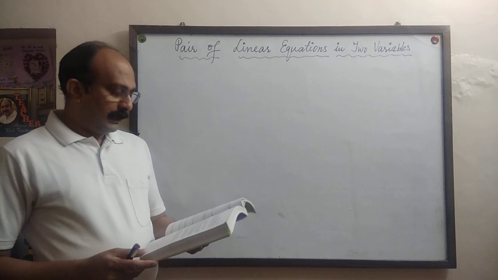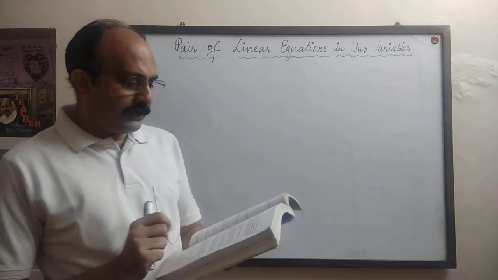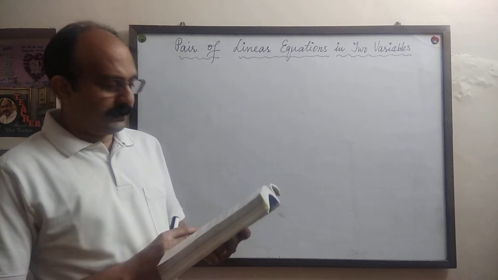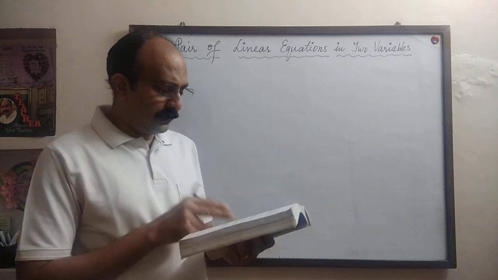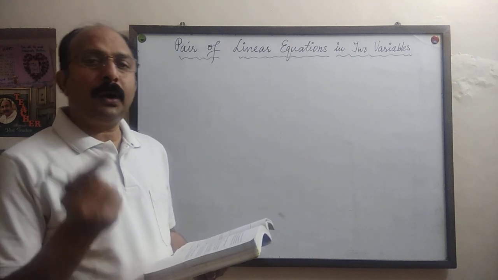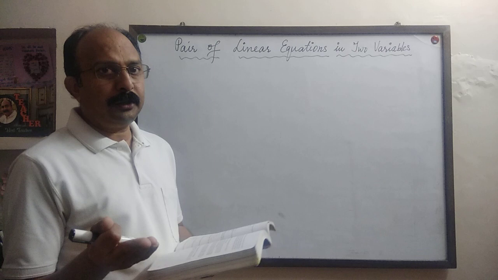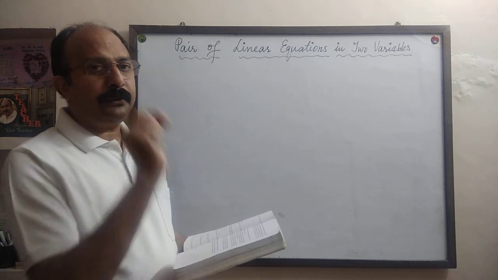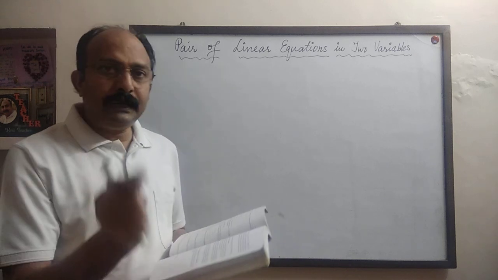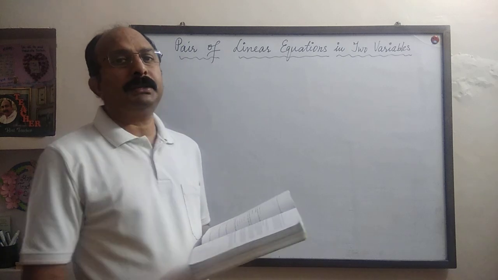Now see, exercise 3.5, question number 1. Which of the following pairs of linear equations has a unique solution, no solution, or infinitely many solutions? In case there is a unique solution, find it by cross multiplication method. So first of all, you have to check what kind of solution it may have: unique solution, infinitely many, or no solution. You know the method? By checking the values of a1 upon a2, b1 upon b2 and c1 upon c2, we will check what kind of solution it has. And in case it has a unique solution, then only you have to solve the question, but solve it by cross multiplication method.